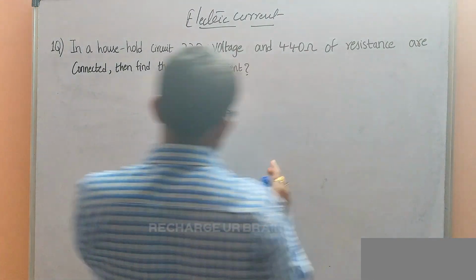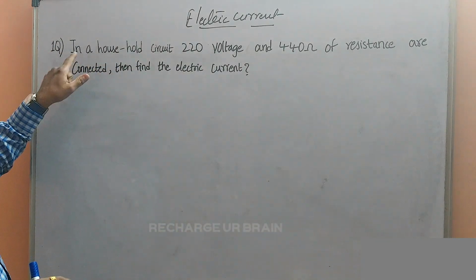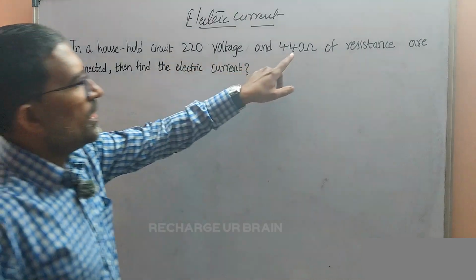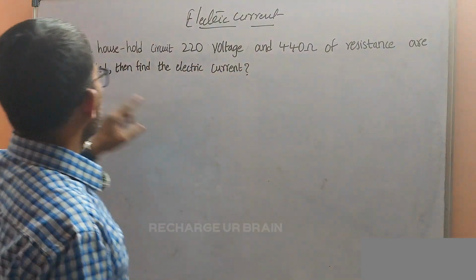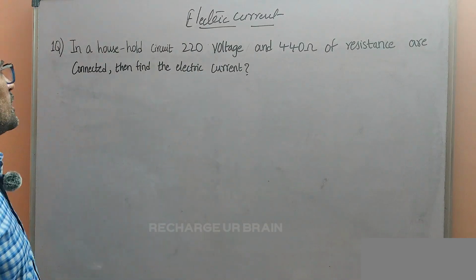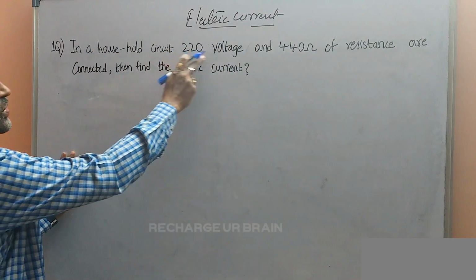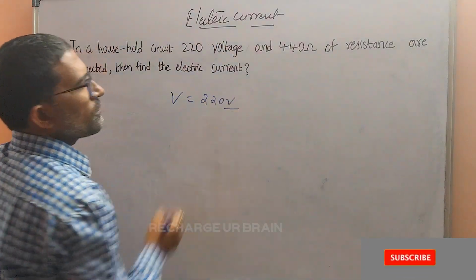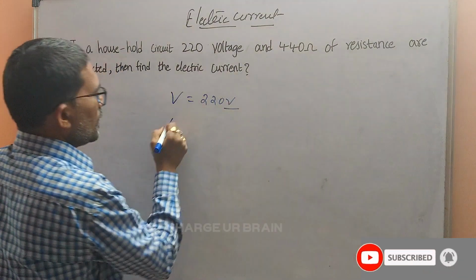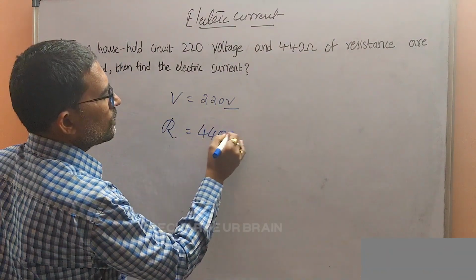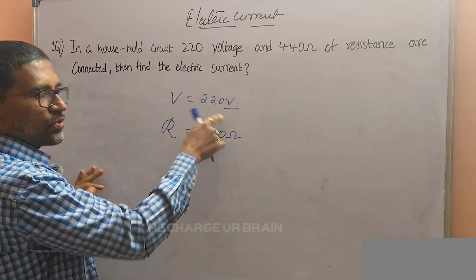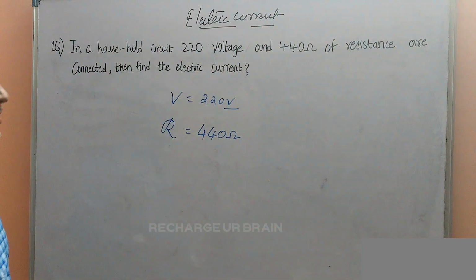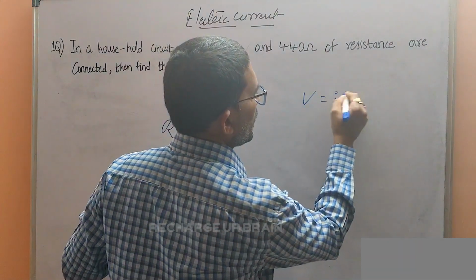Okay, and the first problem is as follows. In a household circuit, 220 volt voltage and 440 ohm of resistance are connected, then find the electric current. Voltage, V is equal to 220 volt, and the resistance value is given as R is equal to 440 ohm. He asked to calculate the current. We know according to Ohm's law, V is equal to IR.